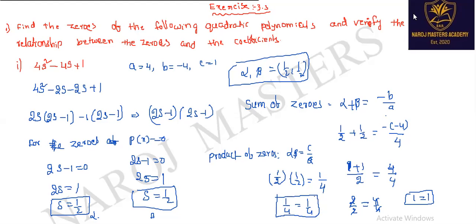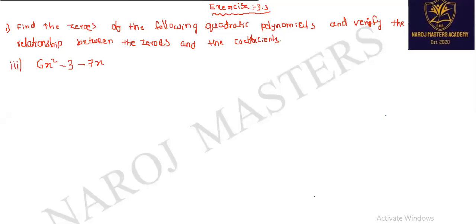Now look at question number 1, bit number 3. The given polynomial is 6x square minus 3 minus 7x. First rearrange it in the correct order of the quadratic polynomial. So that is 6x square minus 7x minus 3. Now write down this 7x as 9x plus 2x, like that. So 6x square minus 9x plus 2x minus 3.